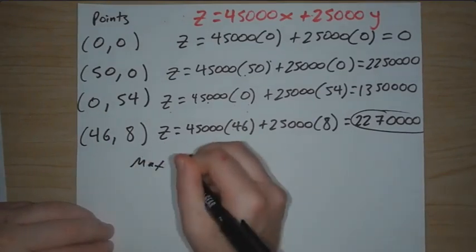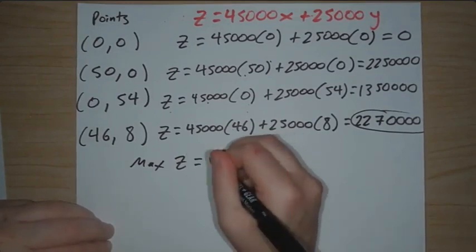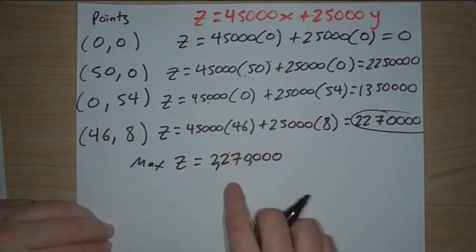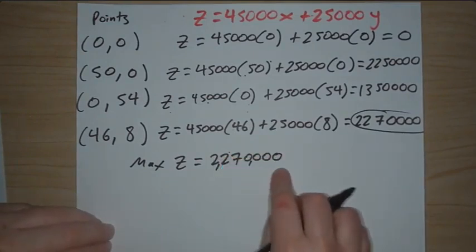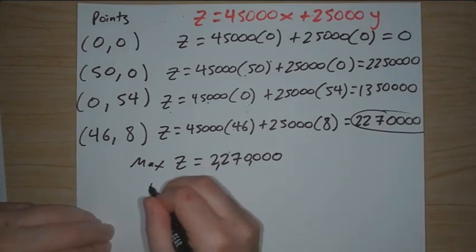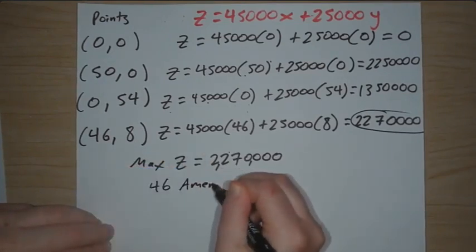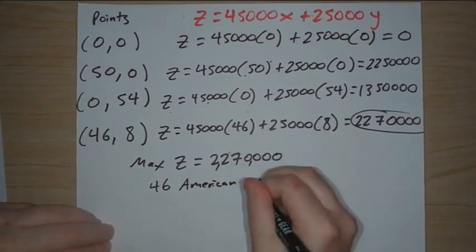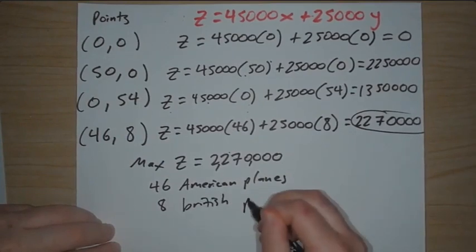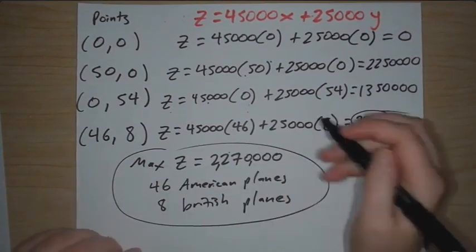So we have our max z, or our carrying capacity, our cargo, at 227,000. That's the largest amount we can possibly carry with our current constraints. And it happens when we have 46 American planes, because remember x stands for American planes, and 8 British planes. And this is in cubic feet.